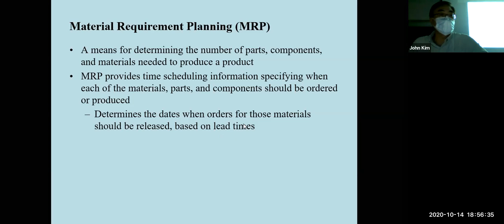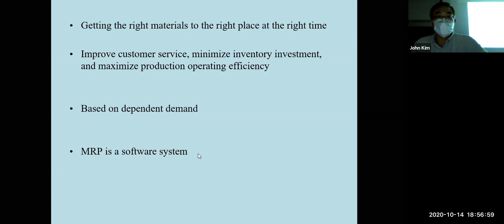Lead time is the time between order and receive. So if we need it 5 days later and the lead time is like 3 days, then at least we order in 2 days to match that due date. And then using this, we can get the right materials to the right place at the right time.